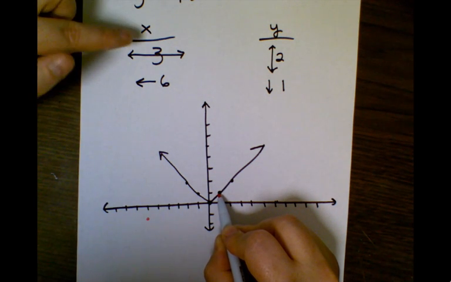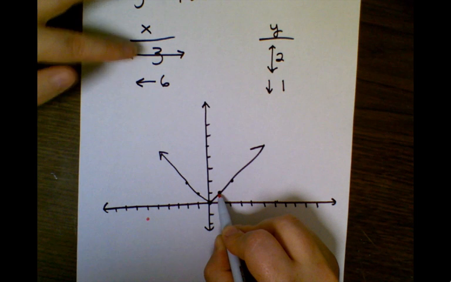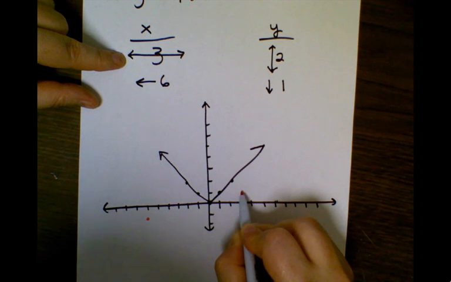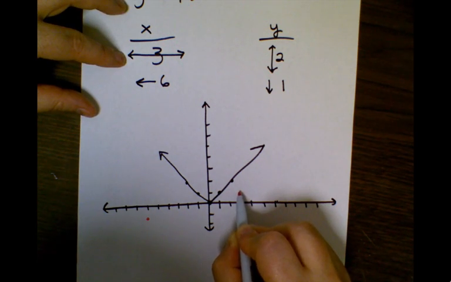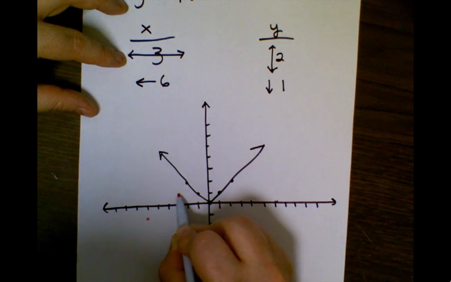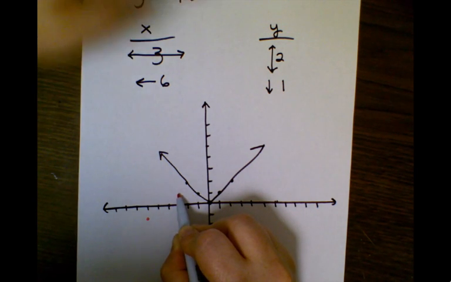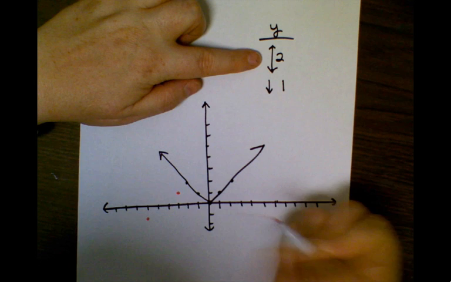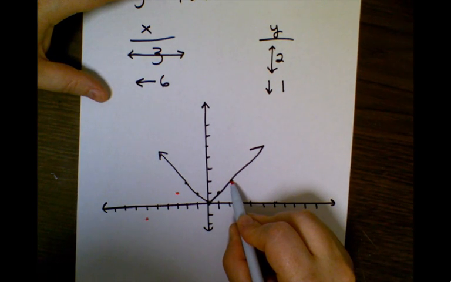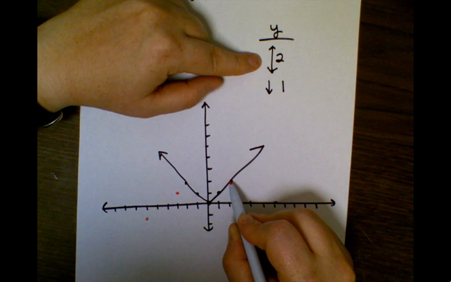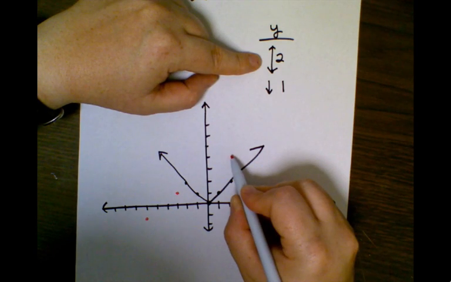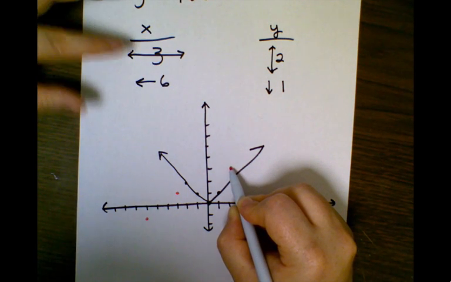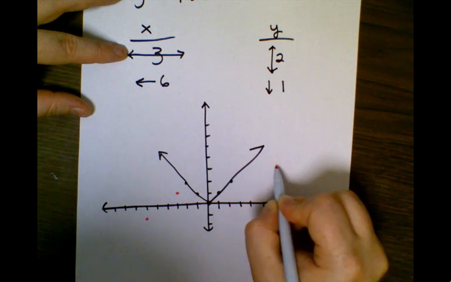Right, now I've got the point 1, 1. Why don't I do the x's first? It doesn't matter as long as I stretch and then shift. So 1 times 3 is 3, and then back 6 has me at negative 3. My y coordinate is 1 times 2 is 2, and then down 1 is back at 1. Next, 2, 2. Let's do y. Times 2 puts me at 4, but then down 1, I'm at a y coordinate of 3. My x coordinate's 2 times 3 is 6, back 6 is 0.